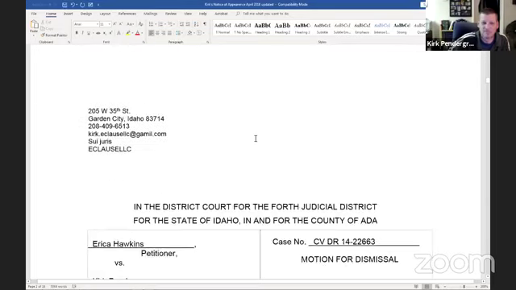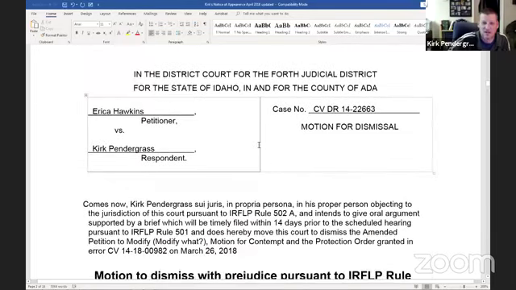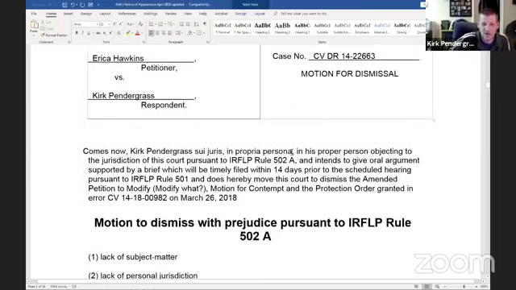And then your next document, and I should say, this is before I knew about demand versus motion. And it's, you know, here I am, coming sui juris in propria persona as proper person objecting to the jurisdiction of the court pursuant to, and intends to give oral argument, which really, at this particular point, like I said, I wrote this before I learned about demands and the actual 3 testimony trusts. Okay.